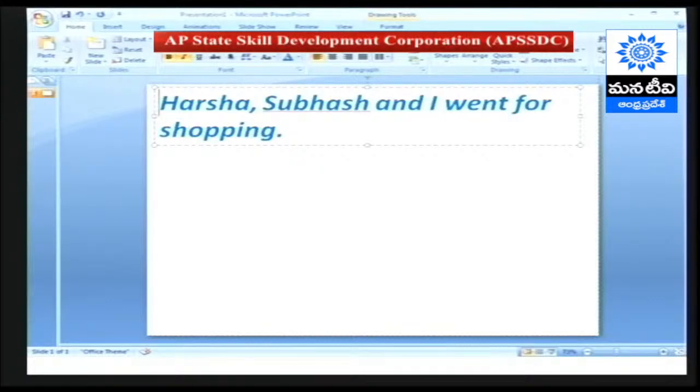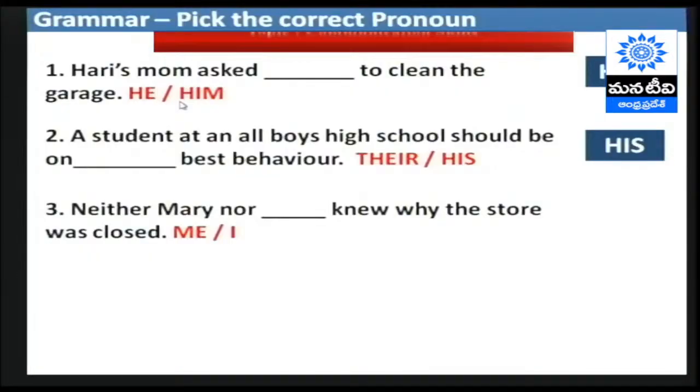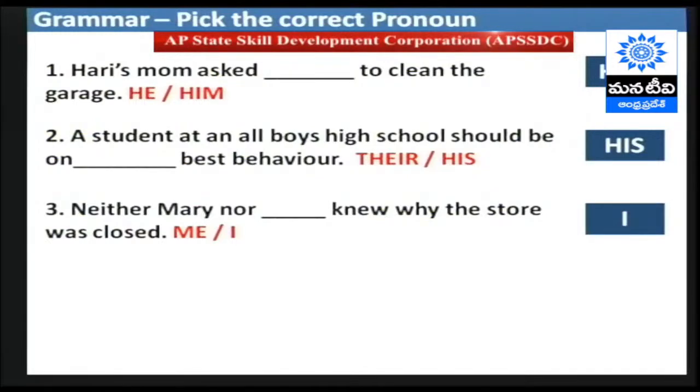So whenever you're talking about yourself in a group and you have to specifically mention the persons as well as yourself, the first person will always be in the end. Okay? So here, neither Mary nor I knew why the store was closed. I can't say 'me knew why the store was closed.' No, the correct form is 'I knew why the store was closed.' That's why I is the correct option here.